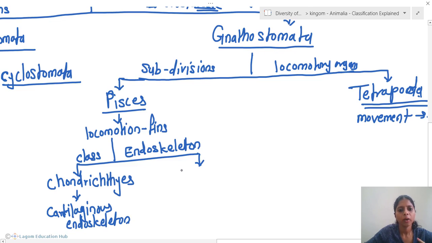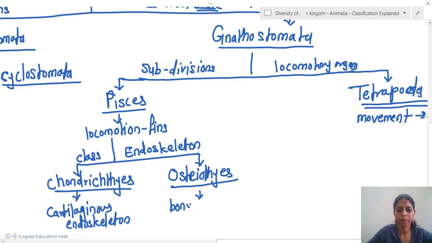On the other hand, the fish with a bony endoskeleton are called Osteichthyes. Osteo means bone. They are called Osteichthyes. I also need to check several times to get their spellings right. But generally we call them cartilaginous fish and bony fish. So here the endoskeleton is bony endoskeleton.